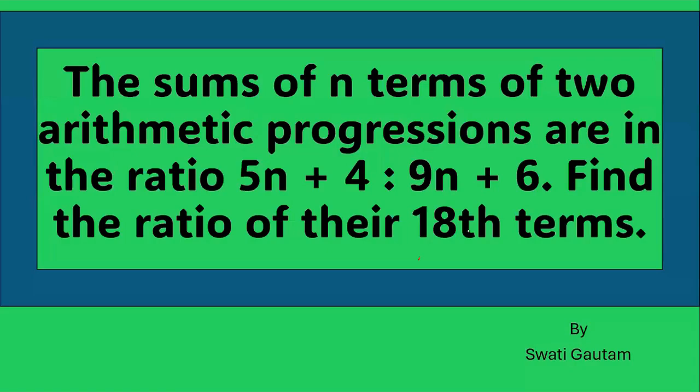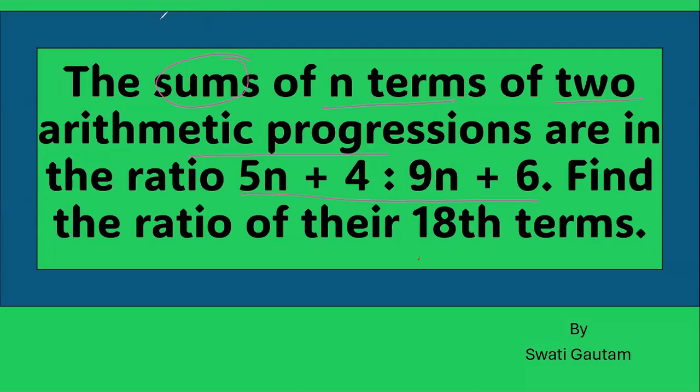Let's discuss the question, and the question is about the sums of n terms of two APs. Now, the things that we have to see: there are two APs, two progressions, and they are talking about their sums of n terms. They are in this ratio. So basically we have two APs, and we don't know what the APs are.